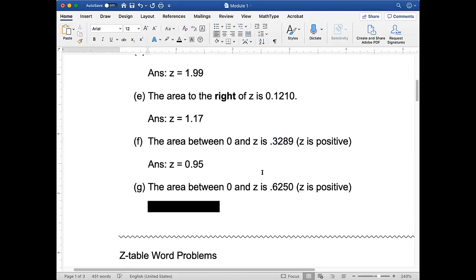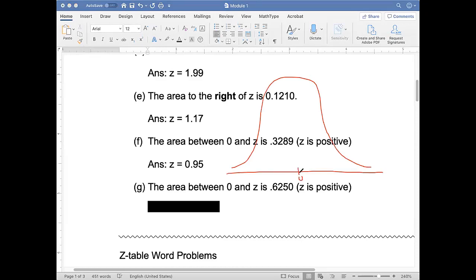Okay, one tricky question here. How about if the area between 0 and z is positive, is 0.6250? What do you think is the z? Right, a new bell curve, a zero, a z. So what we know is that the area between those two is 0.6250. What is a z?